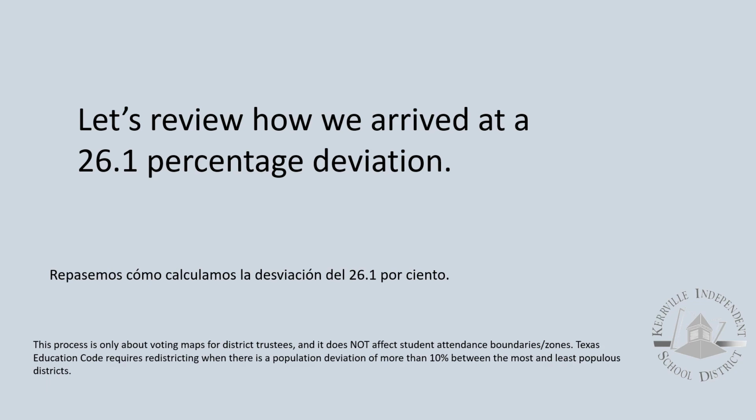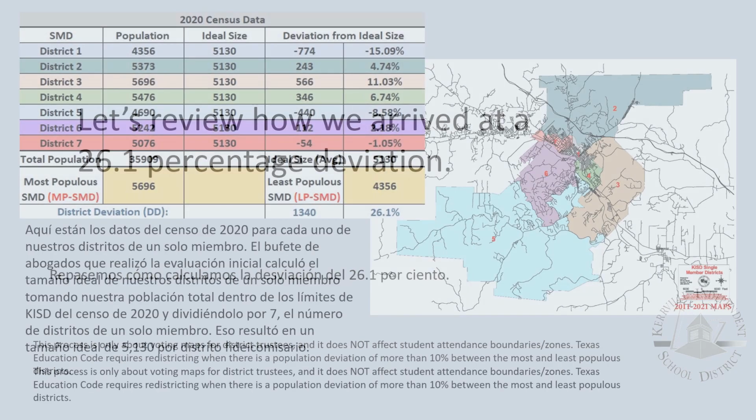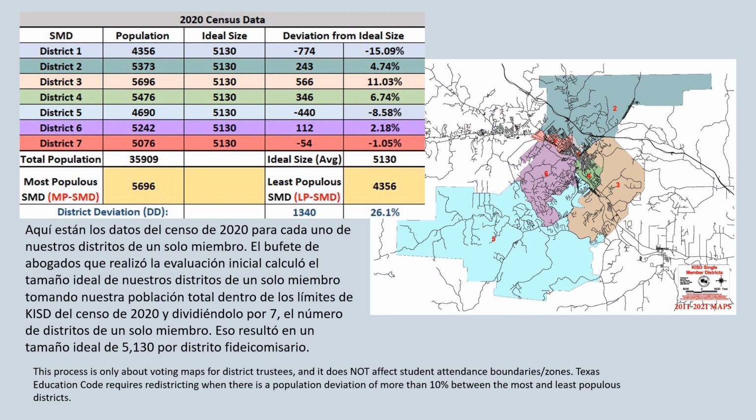Let's review how we calculated the 26.1% deviation. Here is the 2020 census data for each of our single-member districts. The law firm that performed the initial assessment calculated an ideal size of our single-member districts by taking our total population within the KISD boundaries from the 2020 census and divided that by 7, the number of single-member districts. That resulted in an ideal size of 5,130 per trustee district.